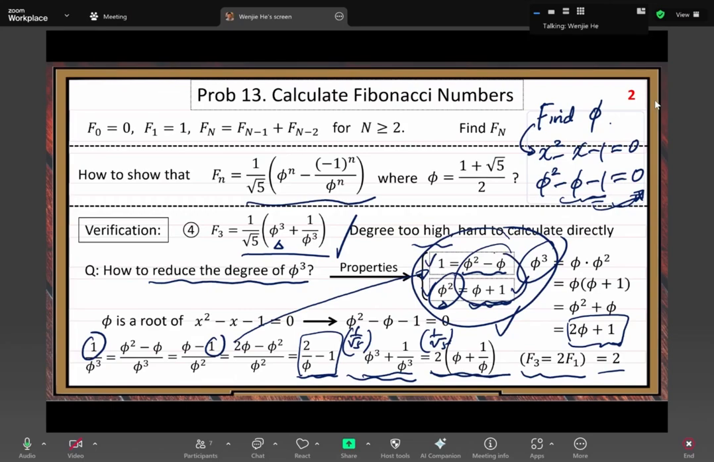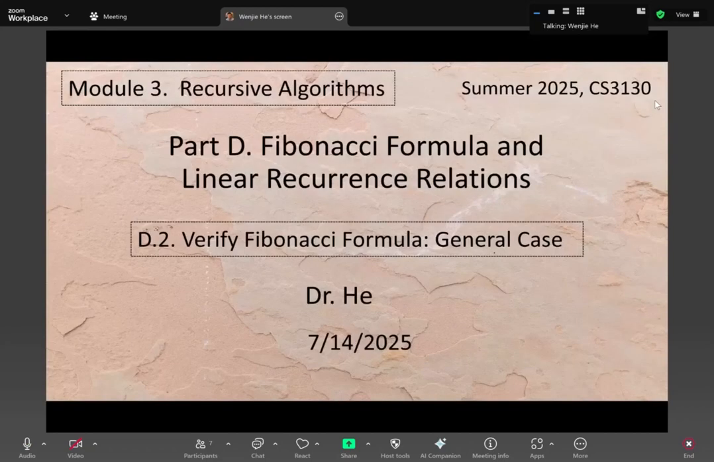You can always bring down the degree of polynomial. Think about that. Okay? All right. So after that, we pass the base case verification step. Next, we need to go to the general case verification.